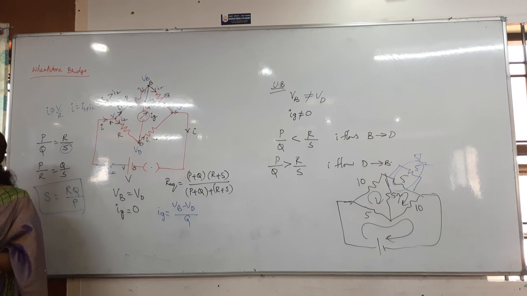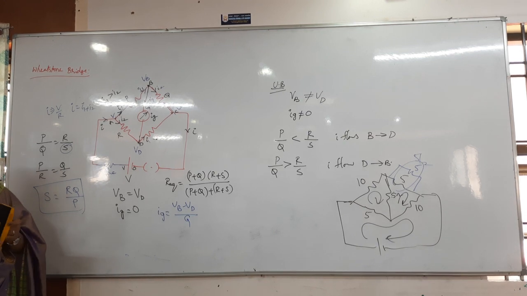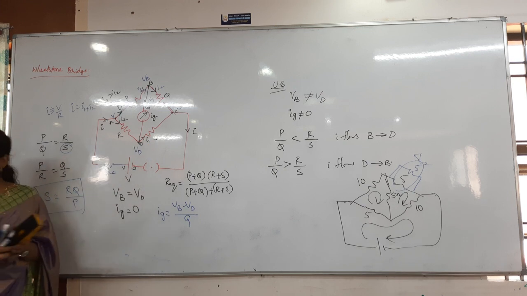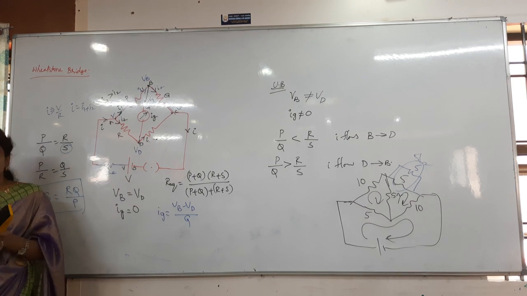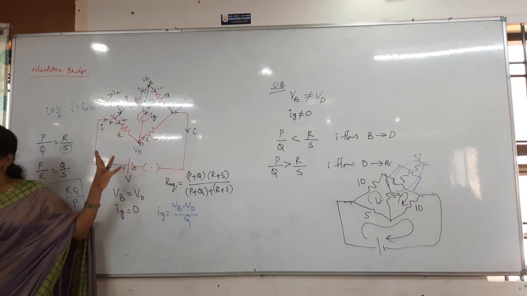I value, I formula is what? Potential difference by resistance only, right? Potential difference, nothing but what is the potential difference here at point B and then point D? You have to apply the nodal method. By nodal method you will get the VB and then VD value. What is the VA, VC values?